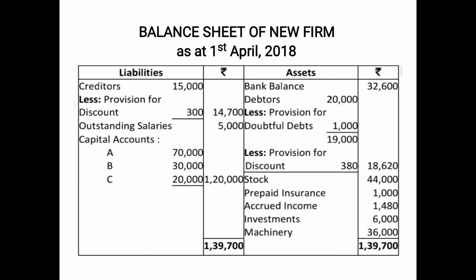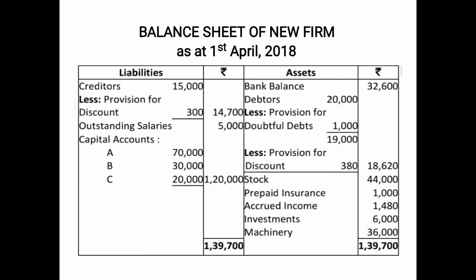Then there was an unrecorded asset, prepaid insurance, now we have recorded 1,000. Same with accrued income, 1,480. Investment, again it was an unrecorded asset, so we have copied it as 6,000. And machinery we have copied as it is since there was no change, at 36,000.